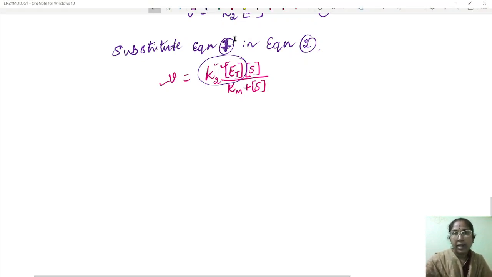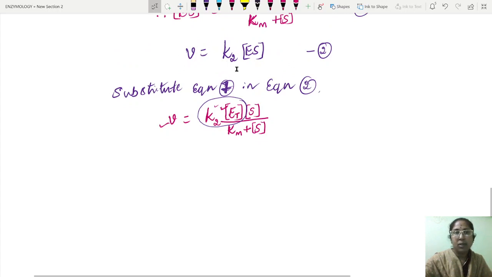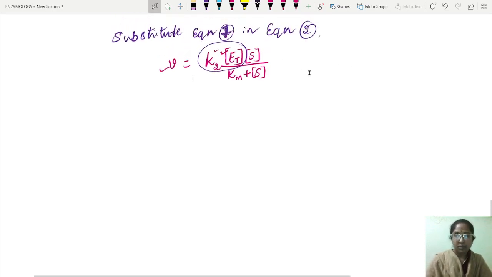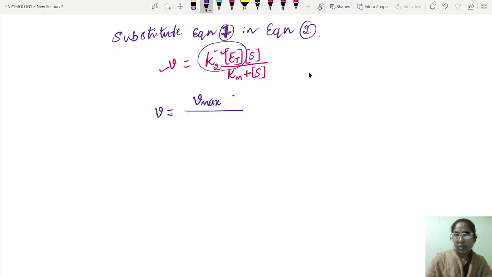See, according to equation 2, what happens? V is nothing but K2 into ES. Just imagine, if all the total enzyme molecules are in the ES complex, then the velocity will be the maximum. If we apply the same concept here, this K2 into ET is nothing but the Vmax.